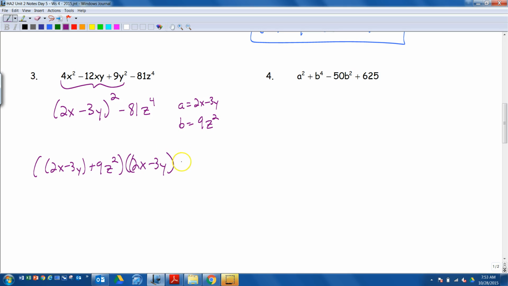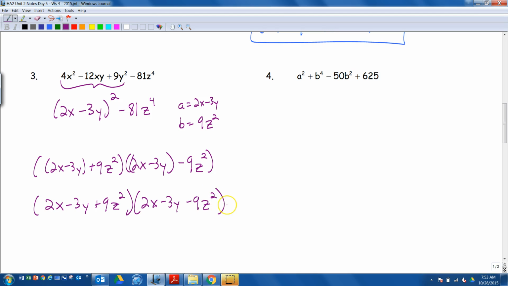So you get (2x - 3y + 9z) squared, and then (2x - 3y - 9z) squared. And then because the piece with the plus is in front, you can pretty much just take down the parentheses. There we go. Excuse me. So the last one we have is here.